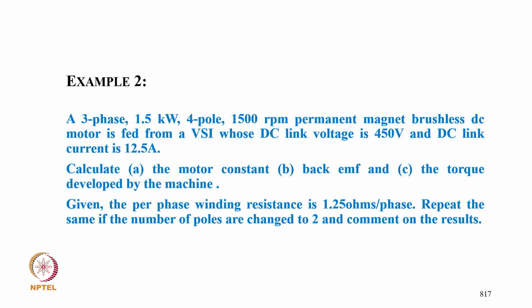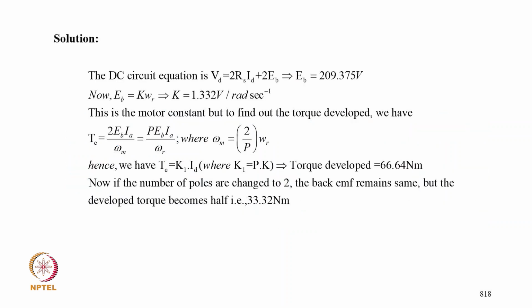So example 2: a 3-phase 1.5 kilowatt 4-pole 1500 RPM brushless DC motor is fed from a VSI with DC link voltage of 450 volt and DC link current of 12.5 ampere. Calculate the motor constant, back EMF constant, and torque developed by the machine. Given the per phase winding resistance is 1.25 ohms per phase. Repeat the same if the number of poles is changed to 2 and comment on the result.